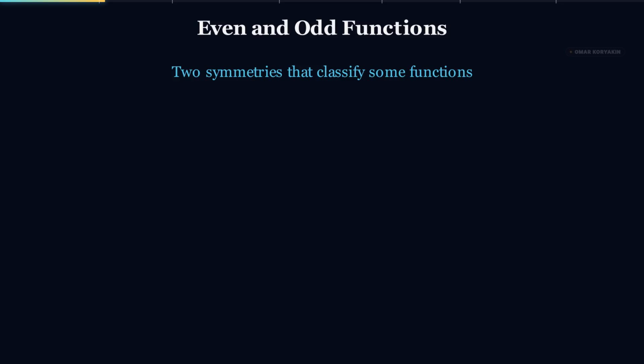Geometrically, the graph of an even function has y-axis symmetry. Reflecting the graph across the y-axis gives back the same graph. Polynomials with only even power terms and an optional constant are even. Examples include x squared, x to the fourth, x squared plus 1, and absolute value of x.